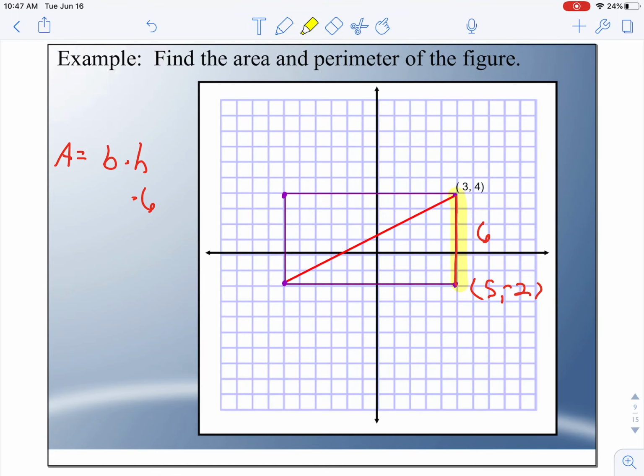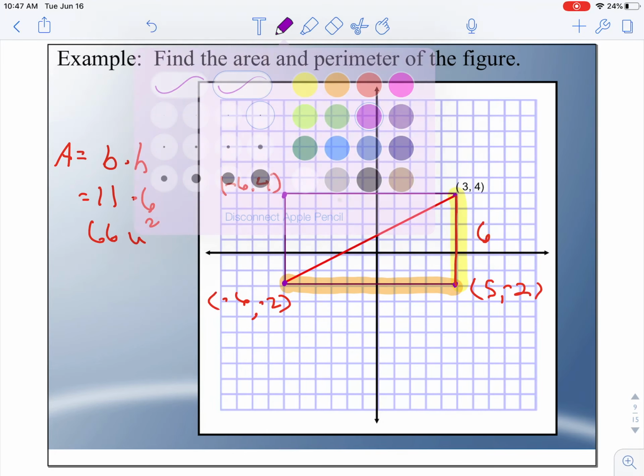So this is 6, that is our height, and our base is the length of this right here. Again, we could count, pretty obvious, or we can get this ordered pair right here. And that ordered pair, 1, 2, 3, 4, 5, 6, is -6, -2. So again, I guess we would need this ordered pair above, which is -6, 4. No, we wouldn't need that, actually. We just need this. So we can take the difference in the x's here using the ruler postulate, which gives us 11. So our area is equal to 66 units squared.